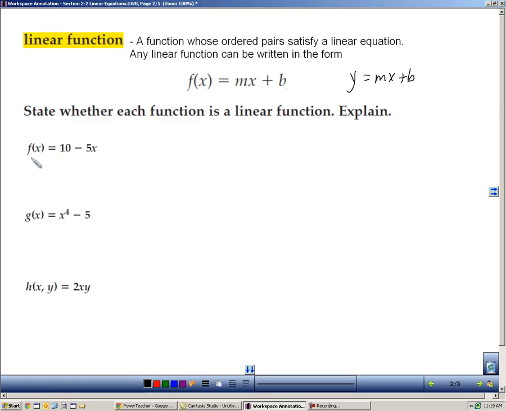First one, f of x equals 10 minus 5x. Well, if I were to just rewrite this by putting the negative 5x first and then putting plus 10, which is legal, then that certainly is a linear function, because you can see that the m, the slope, is negative 5, and the b, the y-intercept, equals 10. So this is a linear function.